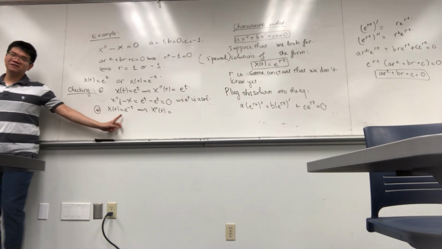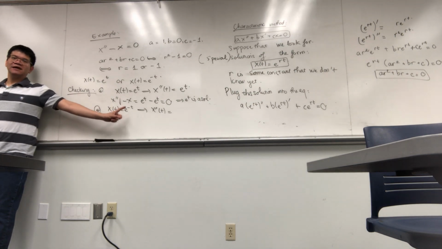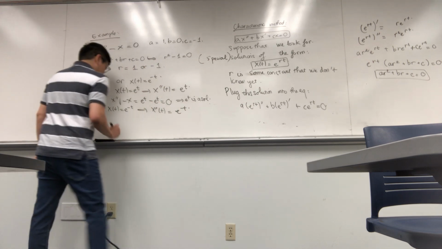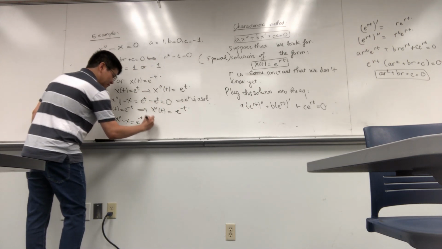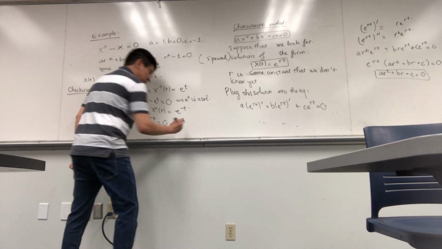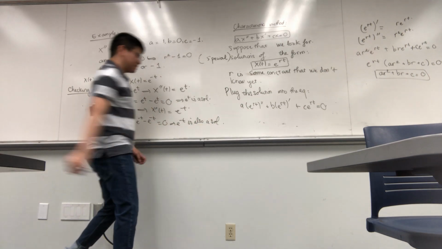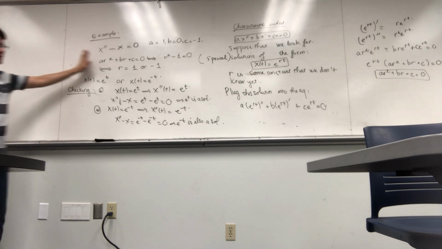So the first derivative gives you minus e to the minus t, and you take the second derivative, it is e to the power minus t, right? So x'' minus x is e to the power minus t minus e to the power minus t, and this is 0. So e to the power minus t is also a solution. All right? It's clear? So I explain again.